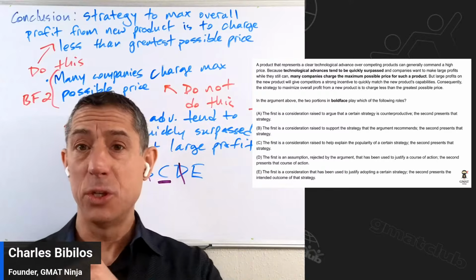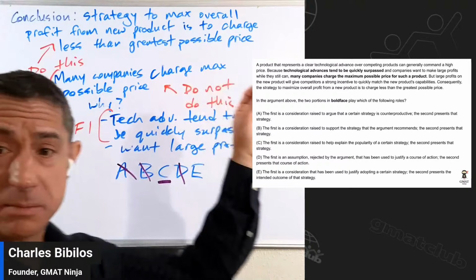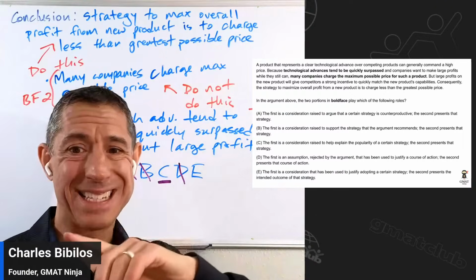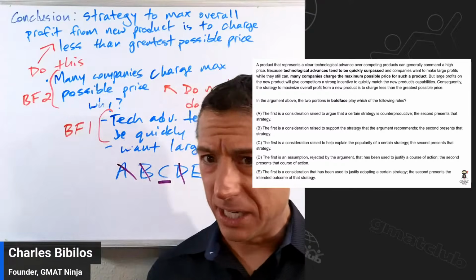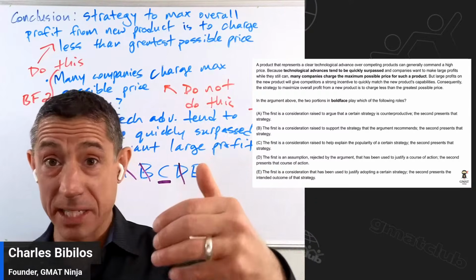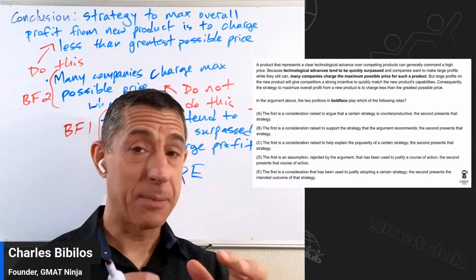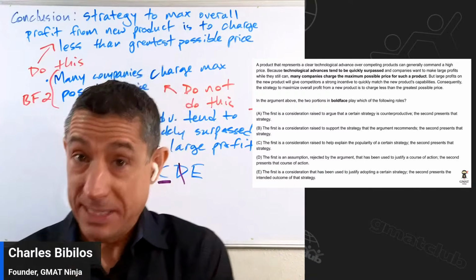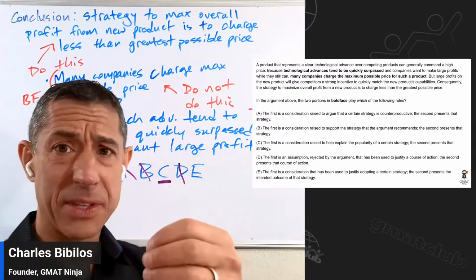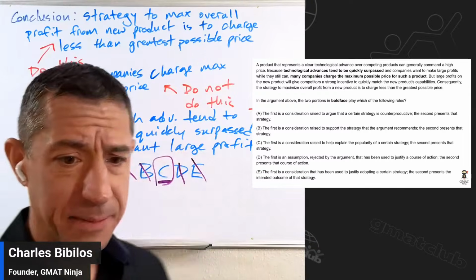E, seen a lot of live group picking this one. The first is a consideration that has been used to justify adopting a certain strategy. Good. First one is definitely used to justify adopting a certain strategy, which happens to be boldface 2. The second presents the intended outcome of that strategy. Okay. Is the second one an outcome of the strategy? It is the strategy. Charge the maximum possible price. What's the intended outcome? Make profits. But that's not what's in the second boldface. Second boldface doesn't have an outcome that's desirable. It doesn't have the profits. That's what we're after. It just has the strategy itself. So it's subtle, but that phrase, intended outcome of the strategy, here the second boldface is not an intended outcome. It just is a strategy. So E is out and we've got C.